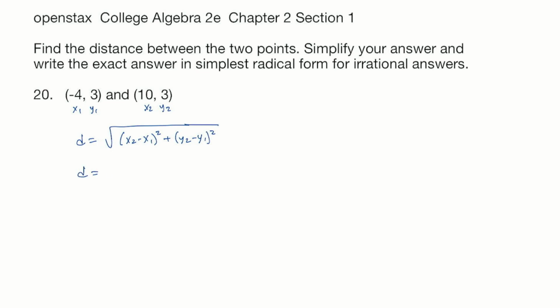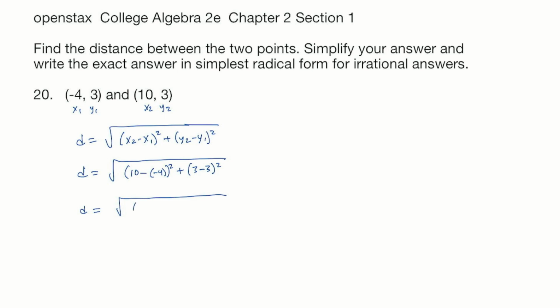Okay, now we can make our substitutions. x2 is 10. We subtract x1, which is minus 4. So we have 10 minus negative 4, and we need to square that. y2 is 3. We subtract y1, which is also 3, and then we square that.